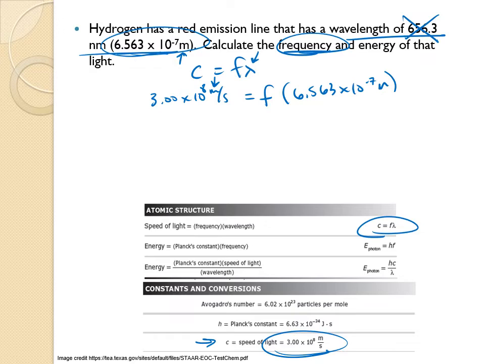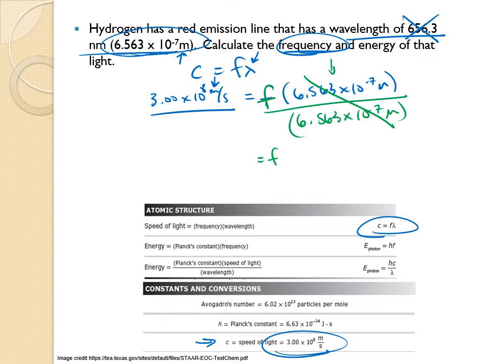To solve for frequency, we're going to divide both sides by the wavelength, 6.563 times 10 to the minus 7 meters. That allows us to cancel that out. On the right side, we just have frequency left. On the left side, we're going to divide by that same wavelength, 6.563 times 10 to the minus 7 meters. Thank goodness I have my calculator because this is some messy math.